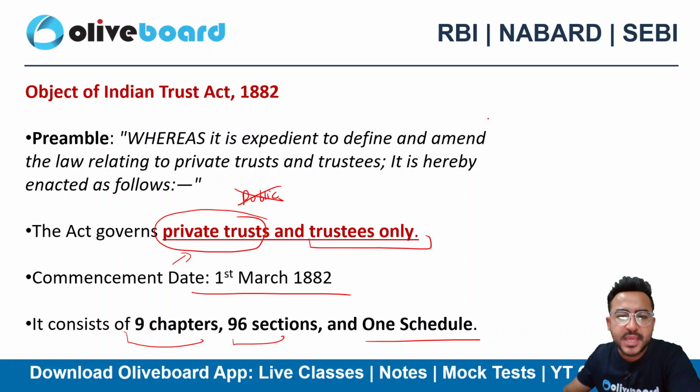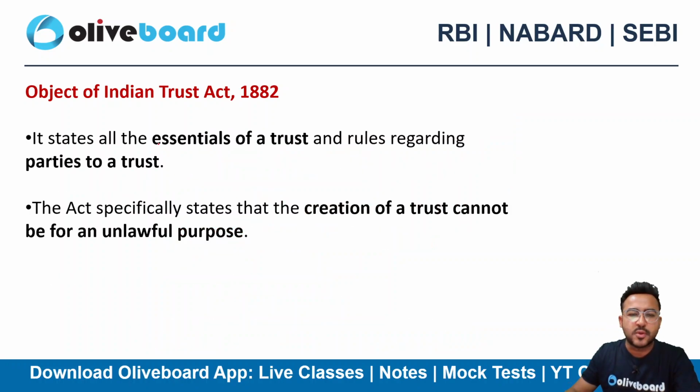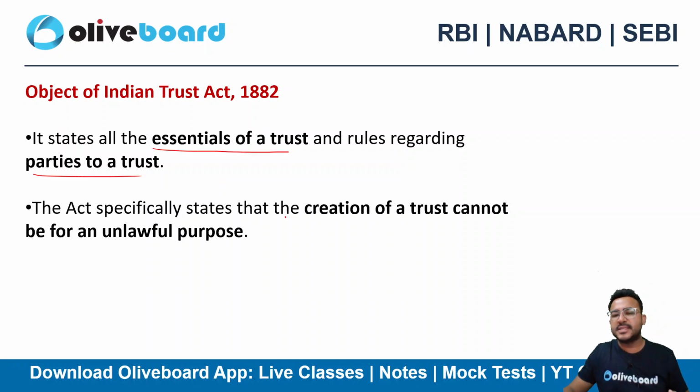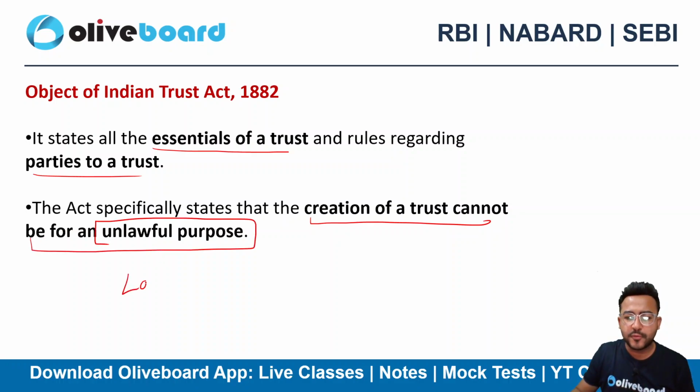You can see in the preamble as well, it is the law relating to the private trust and trustee, not the public trust. Okay. So this is an important point which you guys must be aware of. It states all the essentials of the trust and rules regarding the parties to the trust. The Act specifically states the creation of trust cannot be for an unlawful purpose. So there should be a lawful purpose. That's the first requirement.